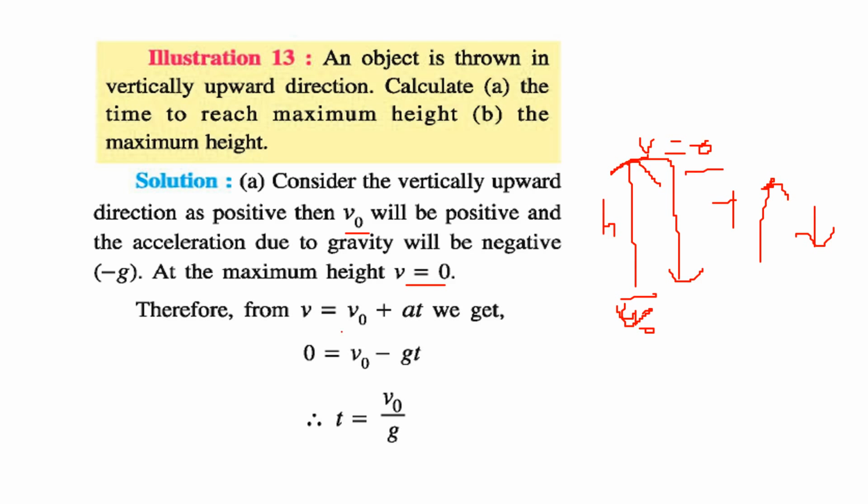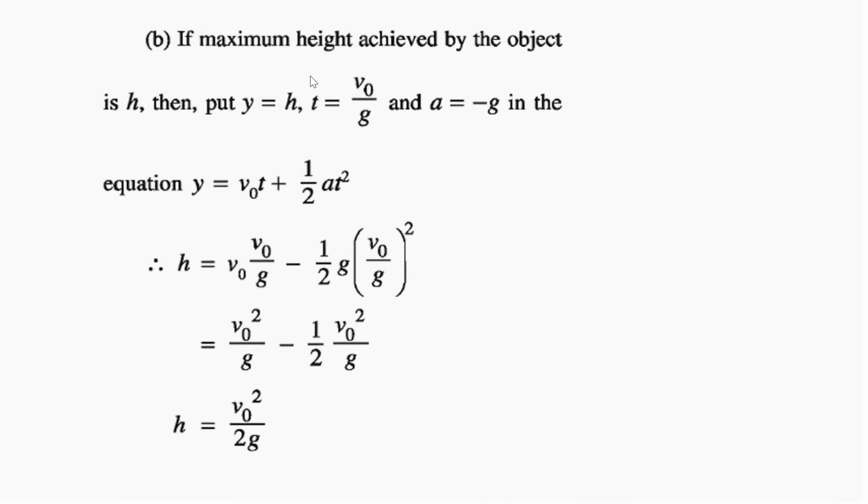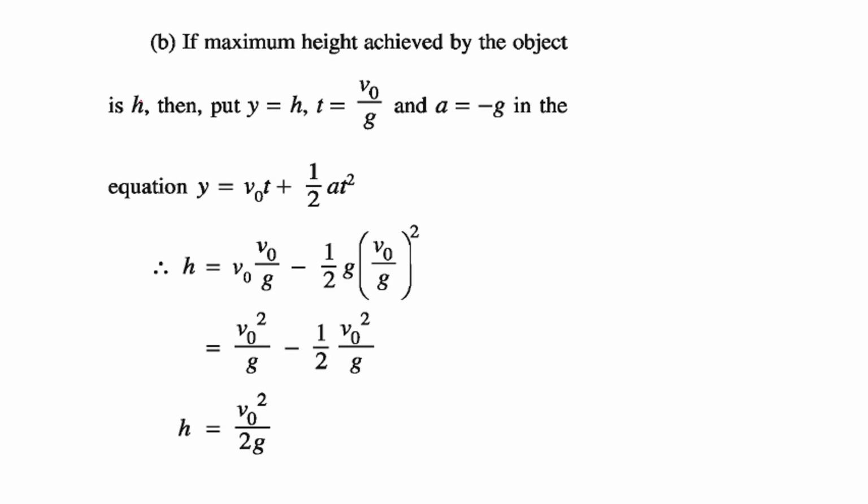So v equal to v0 plus at. Let us put all these values which we defined. 0 equal to v0 minus gt, t becomes v0 by g. As we have got the time, the maximum height, let us take it as h. Now put y equal to h, t as v0 by g, and acceleration as minus g. Now let us put this in the motion equation, y equal to v0t plus half at square. We get h equal to v0 square by 2g.